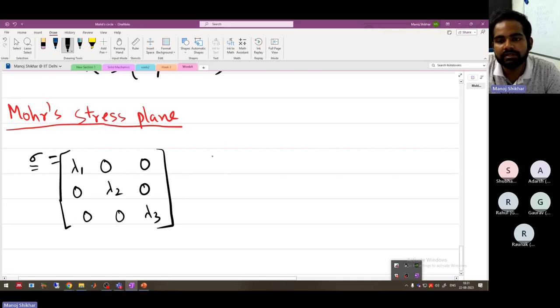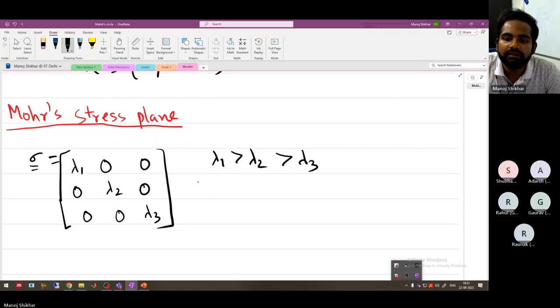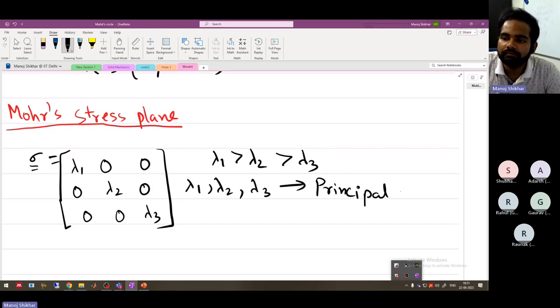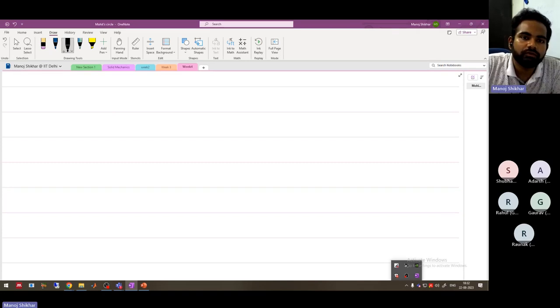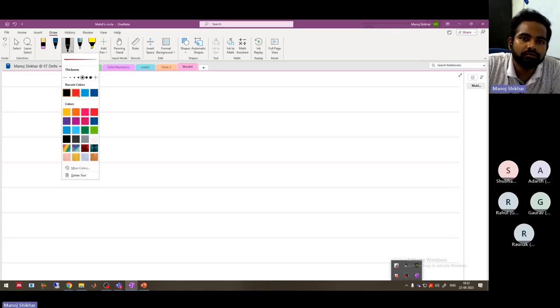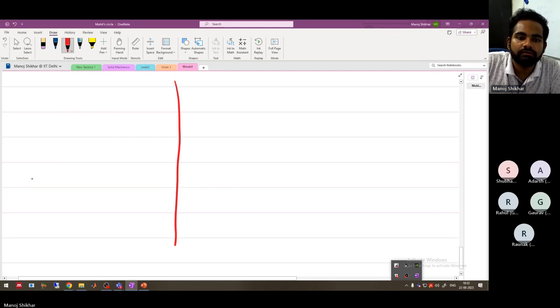Suppose, and there is one other assumption, that lambda 1 is greater than lambda 2 is greater than lambda 3. Lambda 1, lambda 2, and lambda 3 are what? You can see from the form that these are the principal stresses. I hope you remember what was principal stress and what was principal plane. So what will happen if we want to draw the Mohr plane?